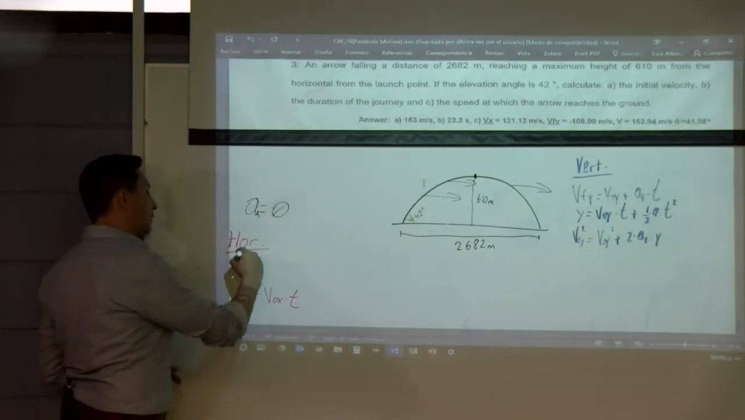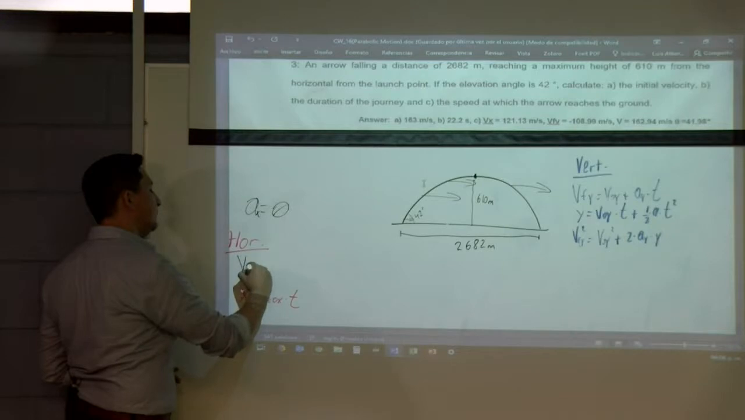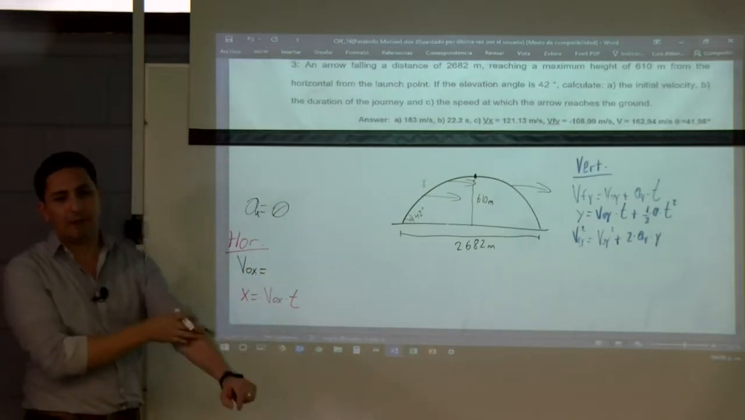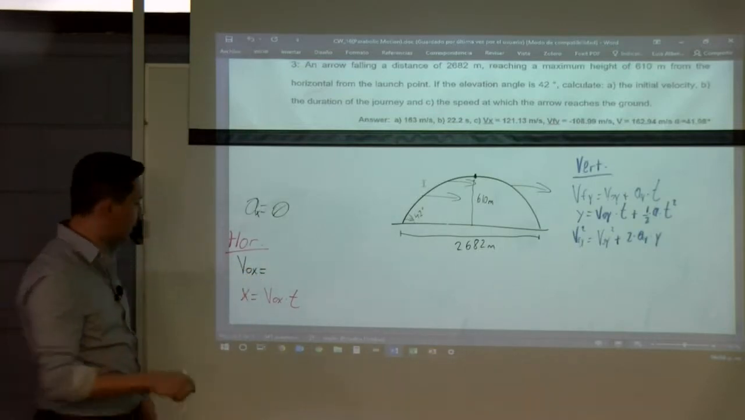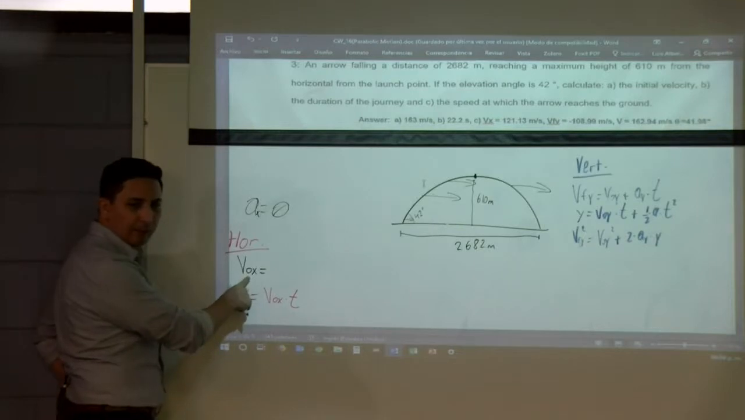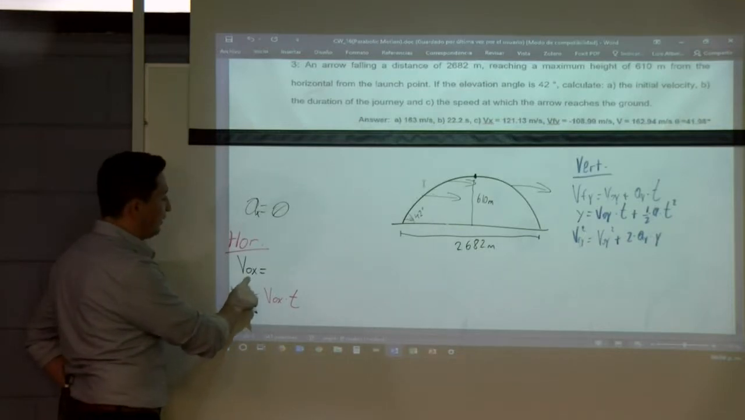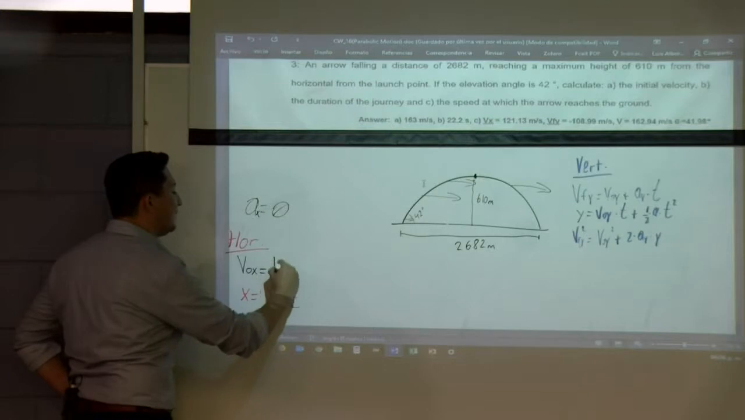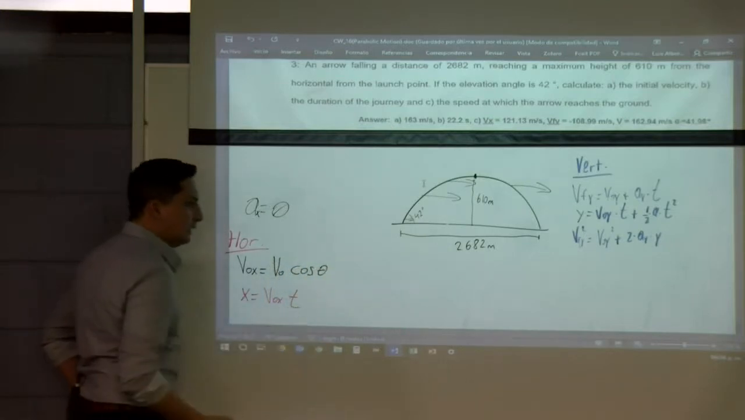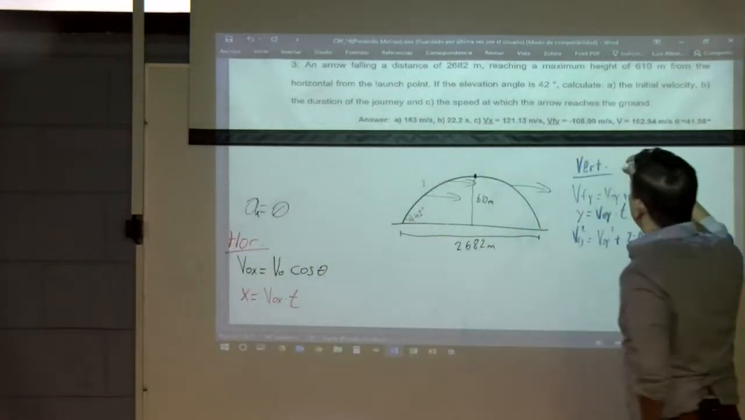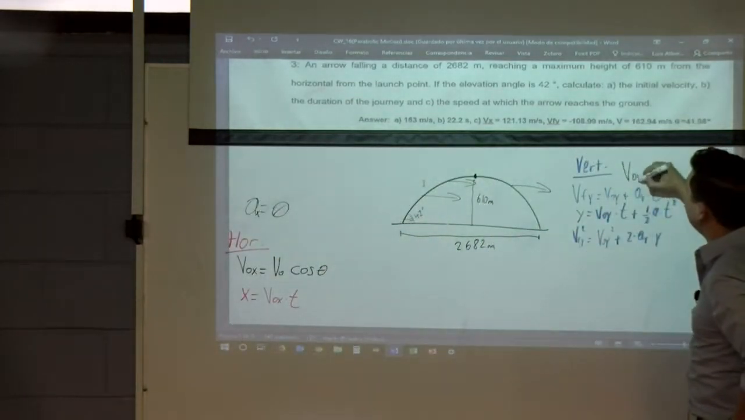The other equation we will be using is V0x. If you remember from the first classes, I told you that you can get the components from the magnitude. The V0x, that is the component on the horizontal axis, is the magnitude V0 cos of the angle. And on this side, V0y is the magnitude V0 sine of the angle.